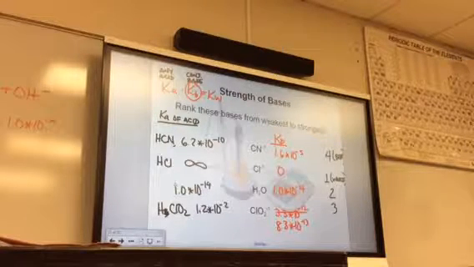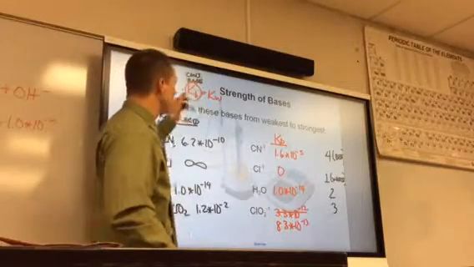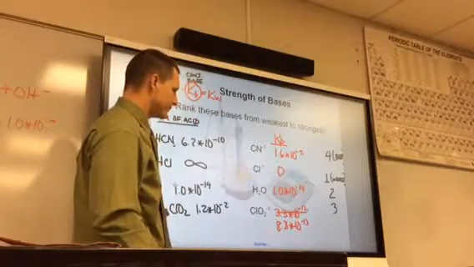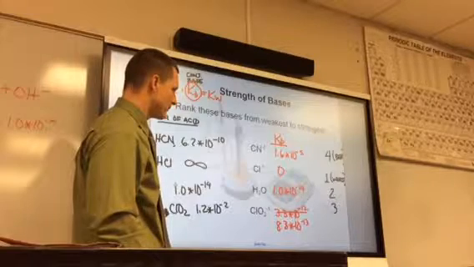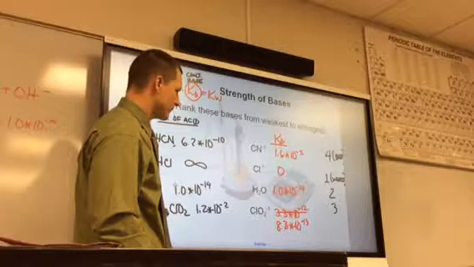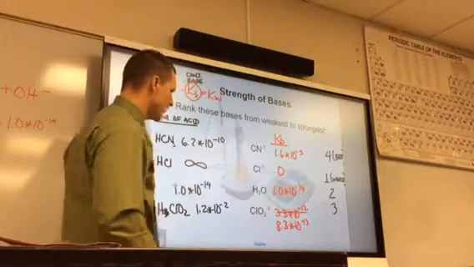How come they all have like 1 times 10 to the negative 14 though? There's like different things, different compounds, different acids. You mean why do we use this for all of them? Yeah, why do we use the same value for KW? No, because KW refers to just that.